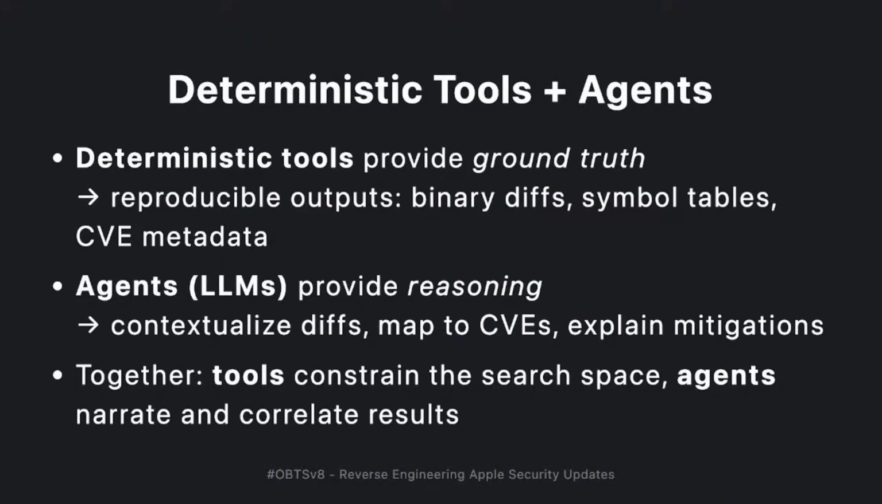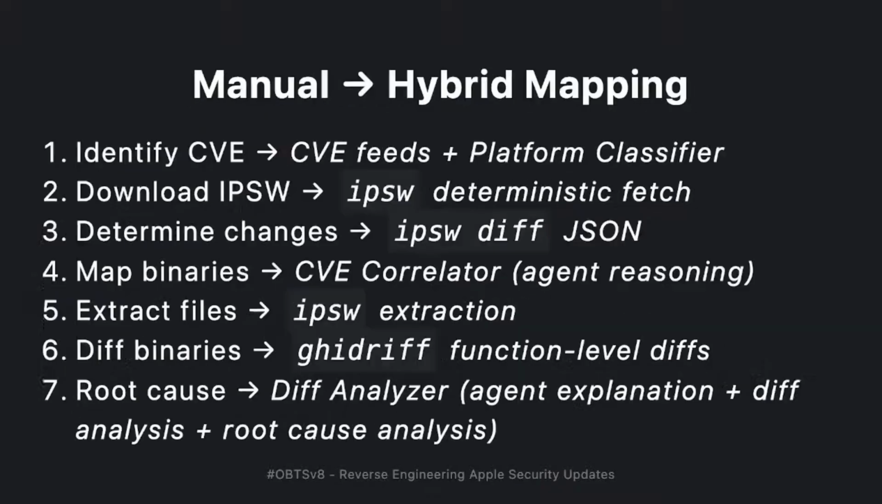So there's one thing you have to keep in mind, though: you want to combine deterministic tools with agents. Those tools give you that concrete ground truth. My diff of my binary gives me the actual code change, but I let the LLM interpret that change. Or the CVE context, combined with a list of files, might let me determine which files were related to the CVE. So the tools bring down the search space, and the agents are able to interpret and go from there.